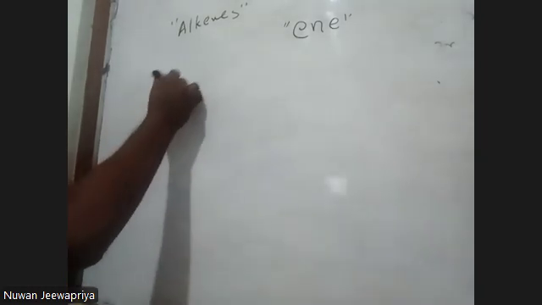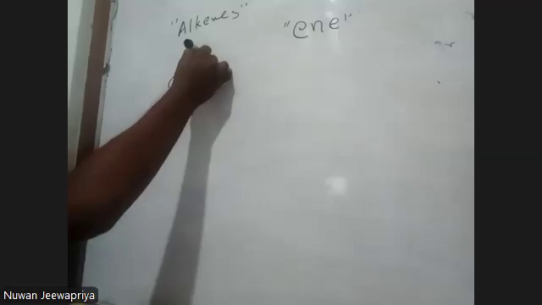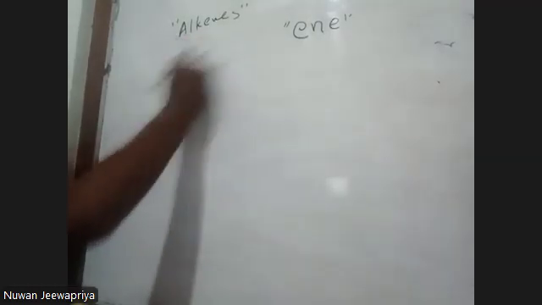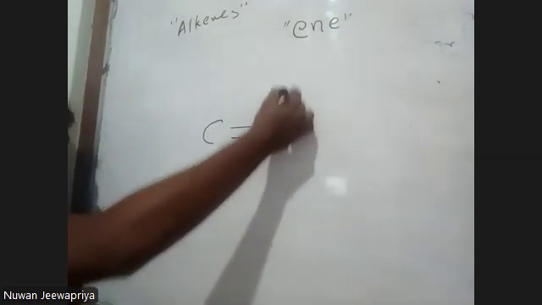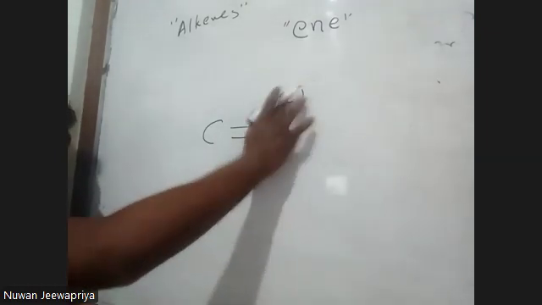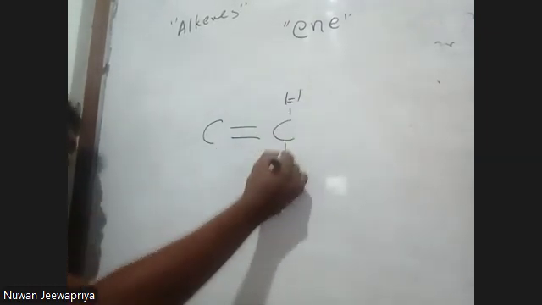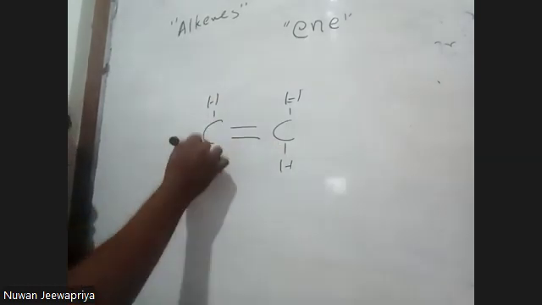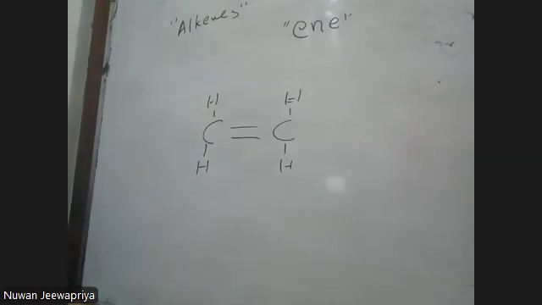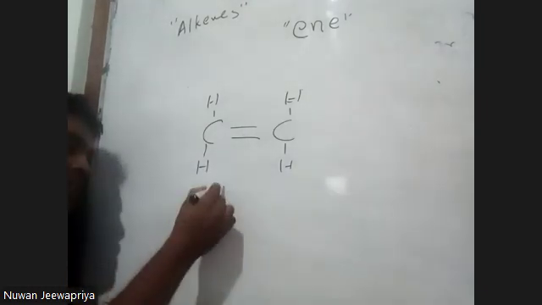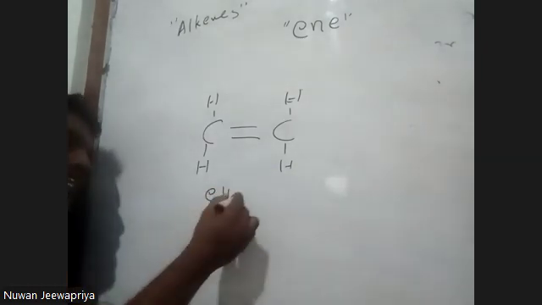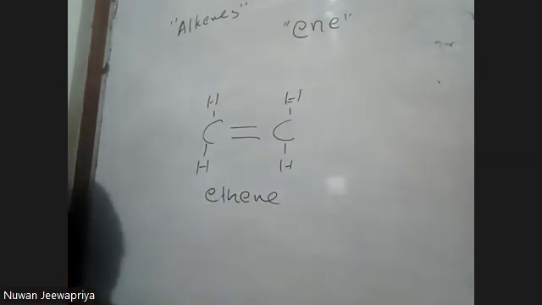For an example, carbon, carbon double bond, H. See, carbon, carbon double bond, and here hydrogen, hydrogen, hydrogen, hydrogen. This time, how many carbon? 2. 1, 2. 2 carbon, double bond, so ethene. The name is ethene. Very easy.